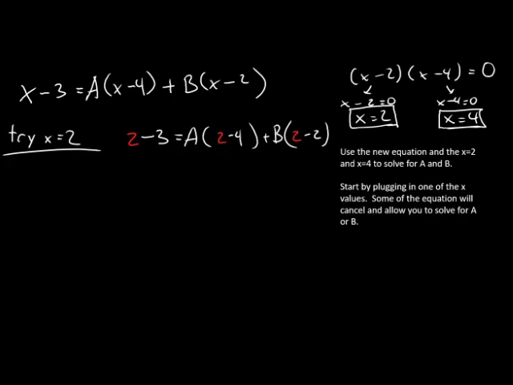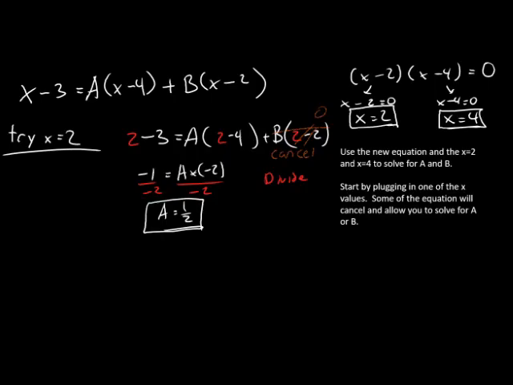Now we can simplify. On the left, we'll have 2 minus 3 is negative 1. And then we'll have A times 2 minus 4, that's negative 2. And you may notice that we have B times 2 minus 2. 2 minus 2 is 0, and so the entire B term will cancel. Now, when we solve for A, we can just divide both sides by negative 2. Therefore, we will end up with A equals 1/2. That's one letter down.